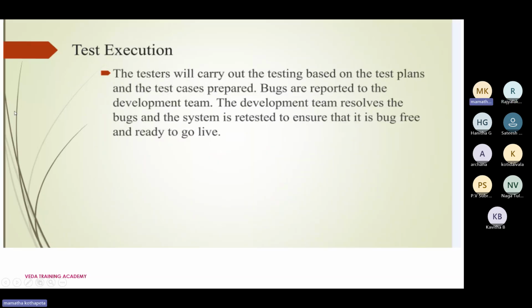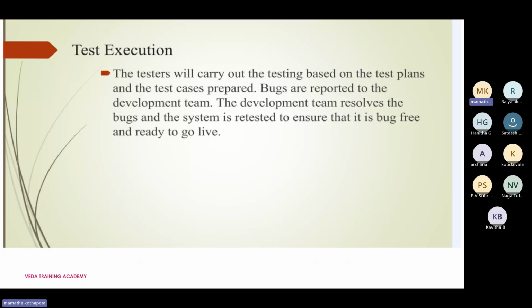Okay, now the next phase. Once the environment is ready, what we do is test execution. We execute those test cases that we have written. Line by line, we'll see whether the expected result is there, and what the actual result is. Now the testers will carry out the testing based on the test plan and the test cases prepared. The bugs are reported to the development team. The development team resolves the bugs and the system is retested to ensure it is bug free and ready to go live. Very simple explanation, right? We have already studied this.